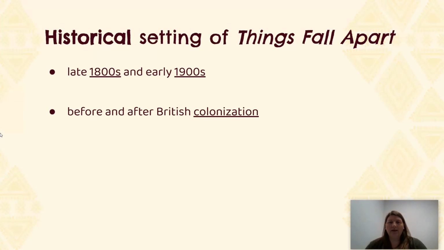We're going to be talking in this lesson specifically about before British colonization. So what were the people like in Things Fall Apart before the British arrived? And the first part of the novel covers that. We don't have the British at all in the first part of the novel.